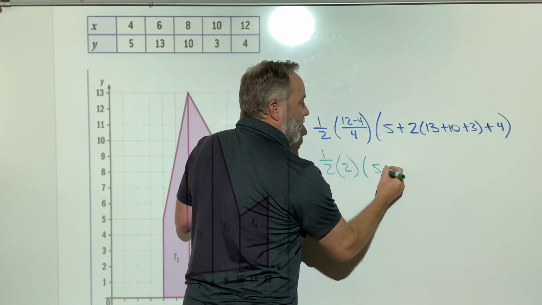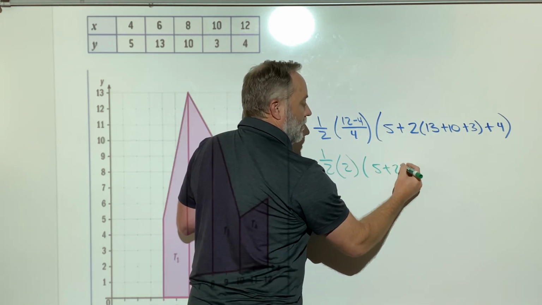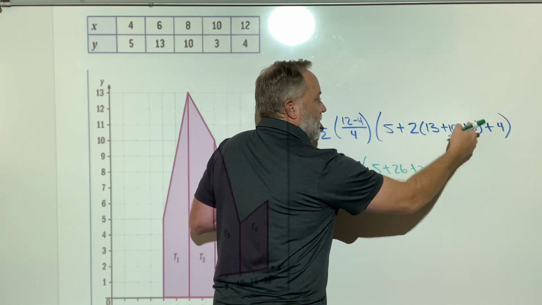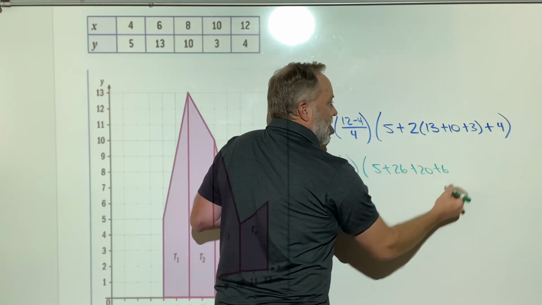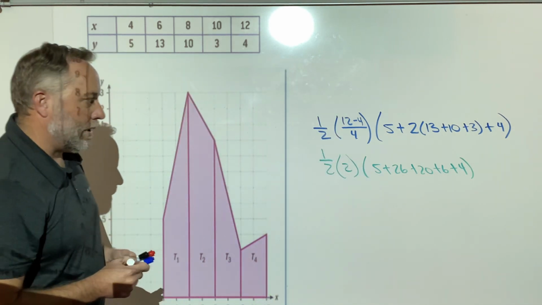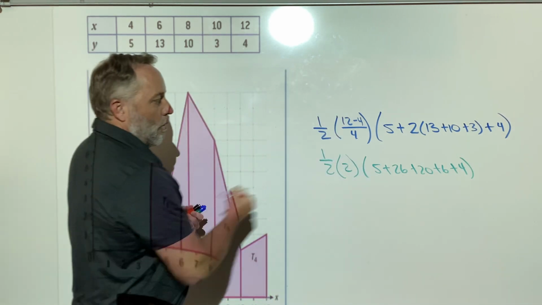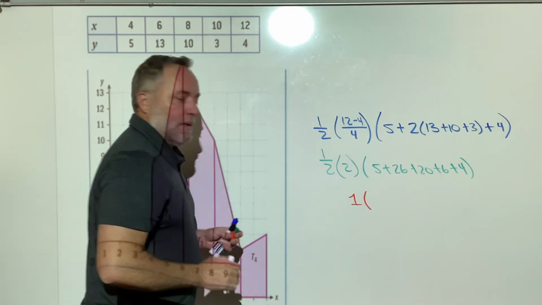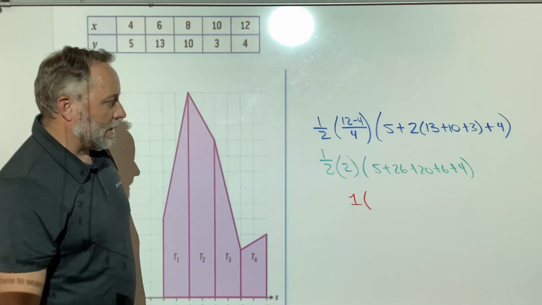This is 5 plus 2 times 13 is 26. 2 times 10 is 20. 2 times 3 is 6. And then plus 4. Okay, so if I was kind of showing that out, that's what that would look like. 1/2 times 2 is just 1. It won't always be that way, but in this case it works out that way.